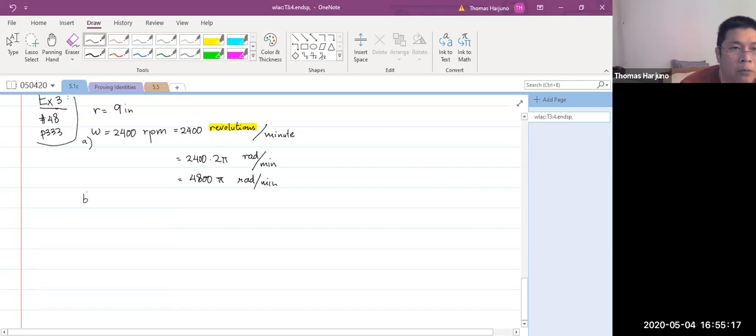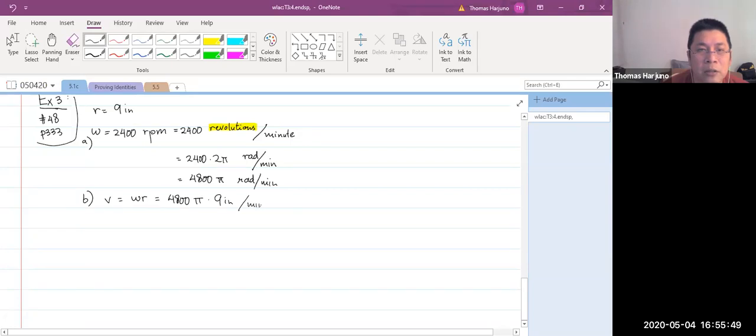And then part B will be find the linear speed in feet per minute. My linear speed will be omega times r, right? That's 4,800 pi times the r. My r is 9 inches. Okay, so later on this will be in inches per minute, right? But hold on. What they want is feet per minute.